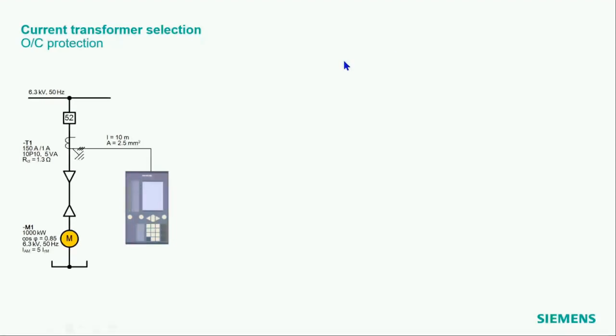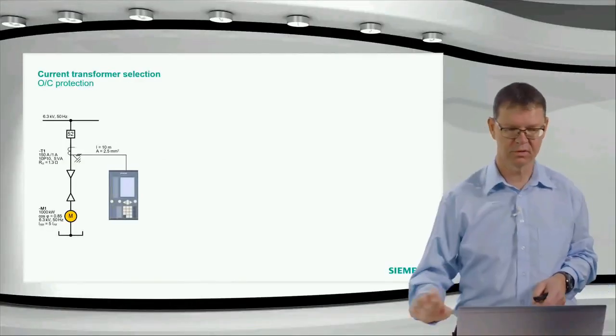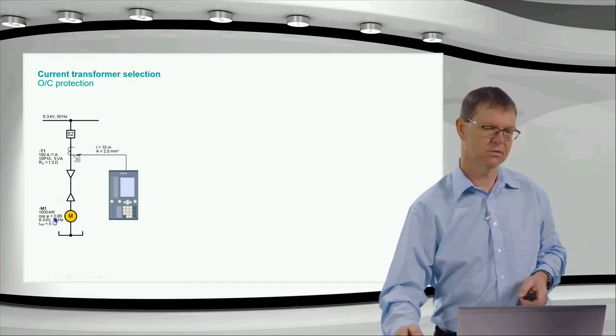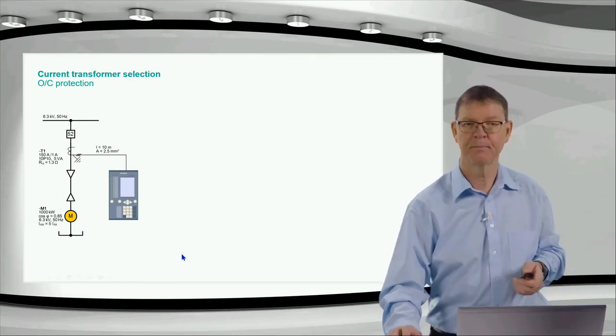Here's some motor data, the current transformer data, and here's the relay connected with 10 meters length of the wiring and a relatively small cross-section of the wiring. So here the idea is this overcurrent protection is close to the motor, so it's installed where the motor is in that cubicle, and the cable to the motor is not relatively long.